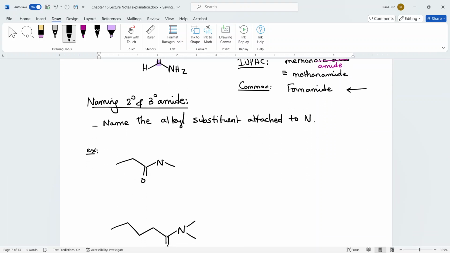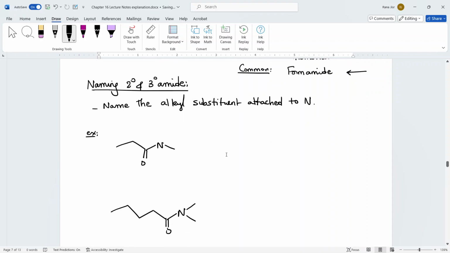So naming secondary and tertiary amide, we're going to follow the same rules as the secondary and the tertiary amine. We're going to use the prefixes N, and we're going to name the alkyl substituents that are shorter chains. These are attached to the N. So one N means it's the secondary, two N's means it is a tertiary. So starting with this first example, this one is a secondary amide. And that secondary amide has a CH3 attached to it on the side. So the name is going to be an N, a dash, and a methyl.